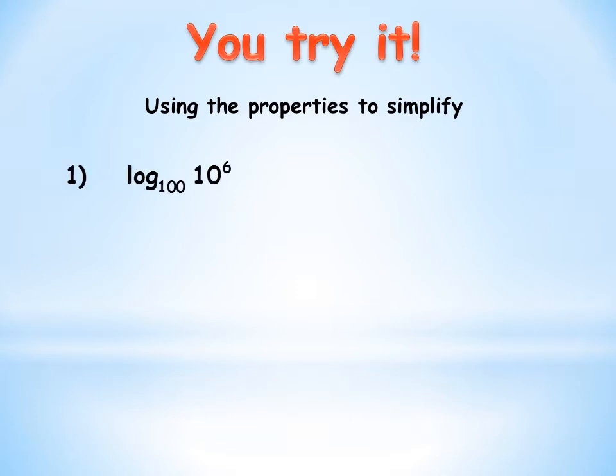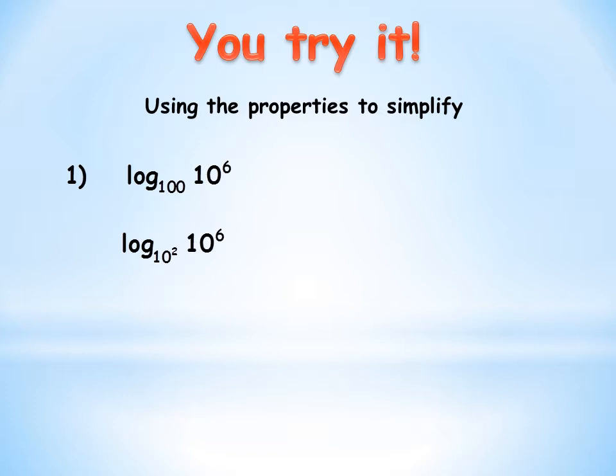Log base 100 of 10 to the 6th. Well, if we look back at your properties, you know that if I had log base a of a to the 6th, if these two are exactly the same, you know it would be 6. So we have to think, how could we write these two so that they are the same?